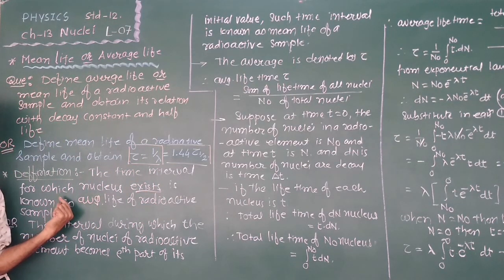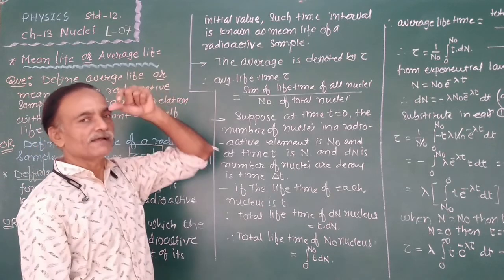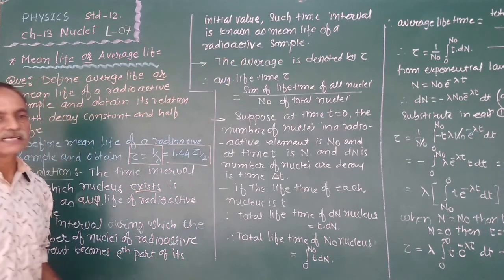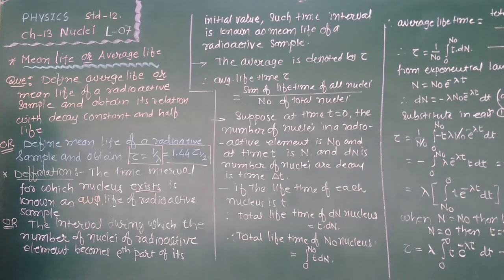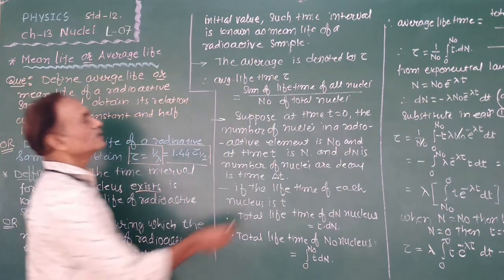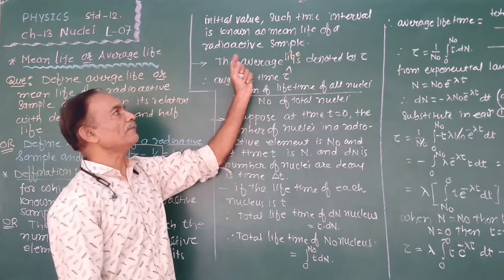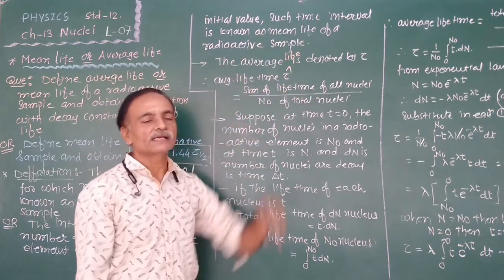Again, the first definition is that the time interval for which the nucleus exists. The other definition is that the time interval during which the number of nuclei in a radioactive sample becomes 1/e part of its initial value. Such a time interval is known as the mean life of a radioactive sample. Clear? So, from this definition, the average life is defined by tau. Half-life is defined by tau half, while the average life is only defined by tau.